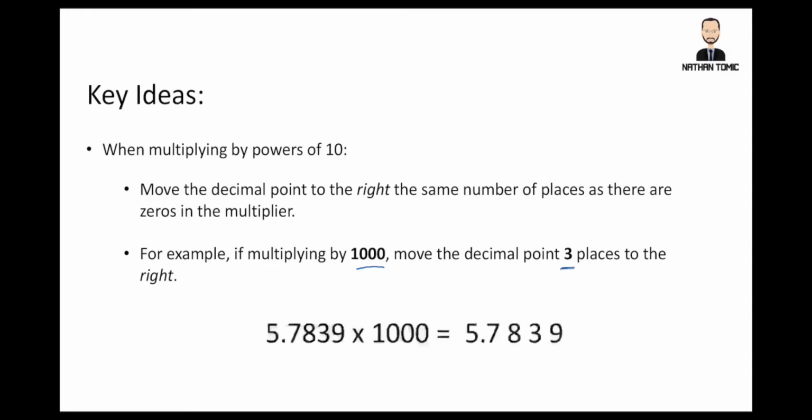Well, here we go. We have 5.7839 multiplied by 1000. In that 1000, there are 3 zeros. So what we are going to be doing is taking the decimal place from where it is now and moving it 1, 2, 3 places to the right. Multiplication is always moving the decimal place to the right. So our final answer becomes 5783.9.